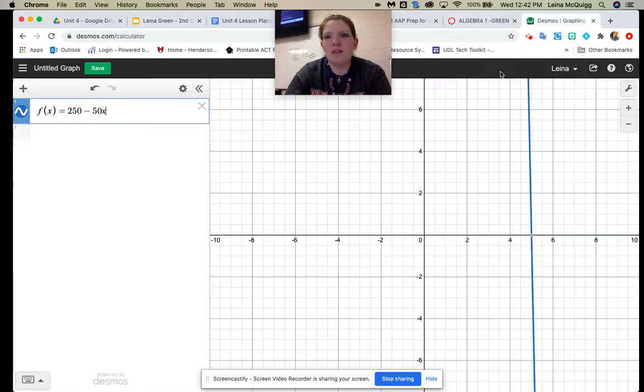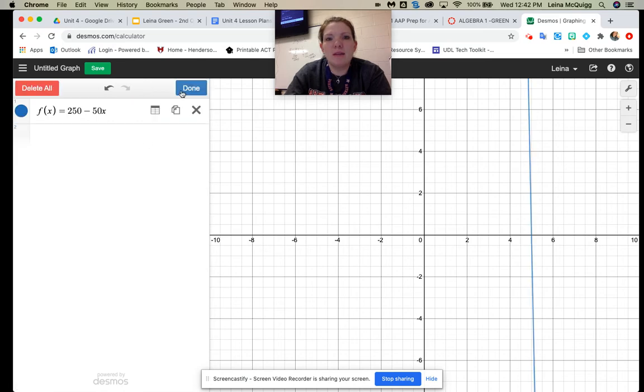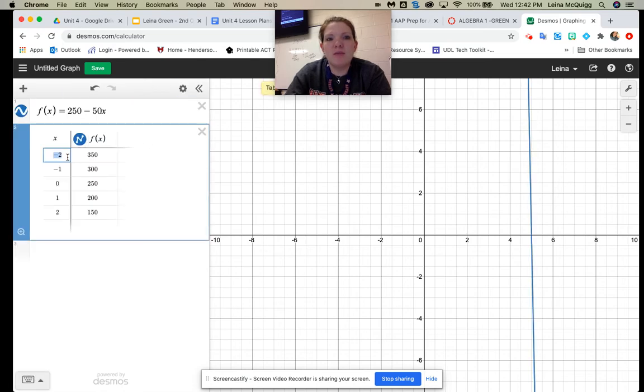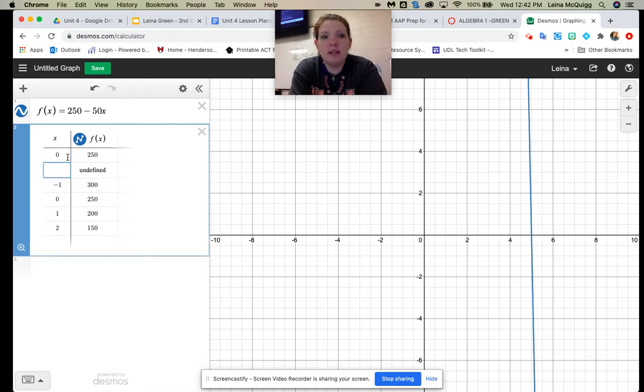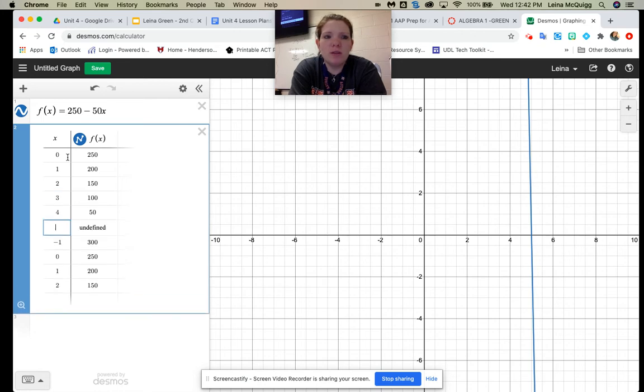250 minus 50x. Okay. And then I'm going to click my settings button. I'm going to convert it to a table. So how much does she have at the beginning? Well, the beginning means how many months have passed at the very beginning? None. So 0 is the beginning. Then we could go 1 month and 2 months, 3 months, 4 months, 5 months, 6 months.